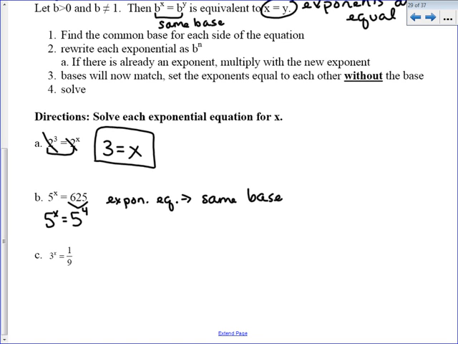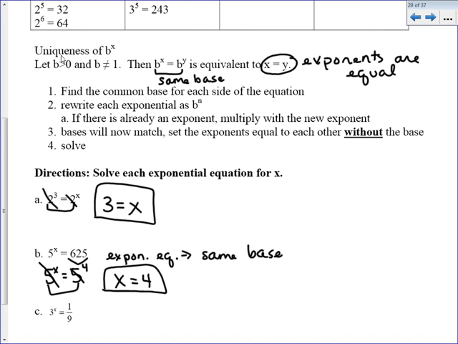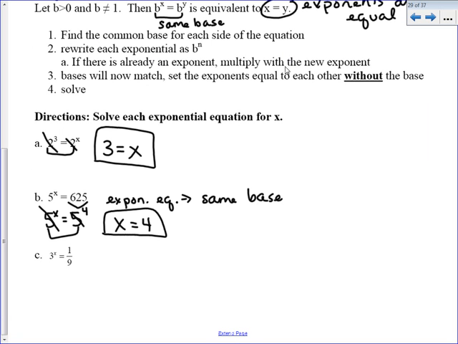4. Because once you have the same base, we can cross them off and we just set the exponents equal to each other. So x would have to equal 4. So this is our uniqueness of b to the x. Once we get the same base, we know the exponents have to be equal. It's the only way it's going to be true.